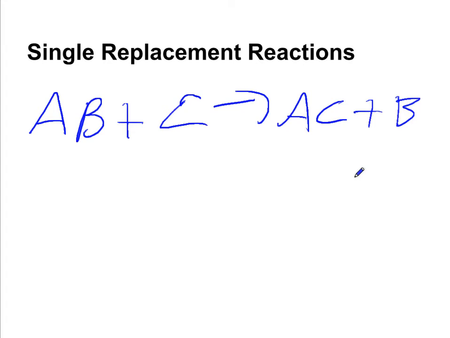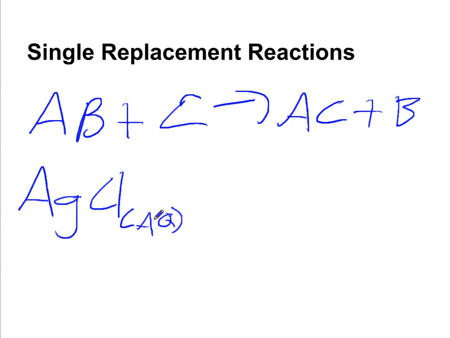An example of this would be silver chloride. Let's say we had some silver chloride solution. This AQ symbol down here means aqueous solution. It's silver chloride dissolved in water. And to that, we're going to add some solid copper.